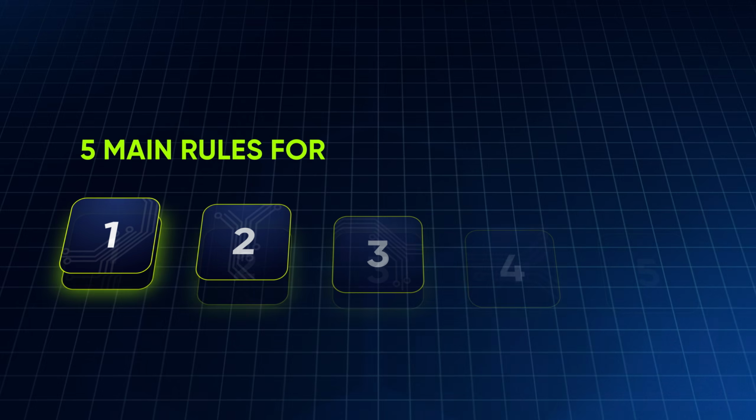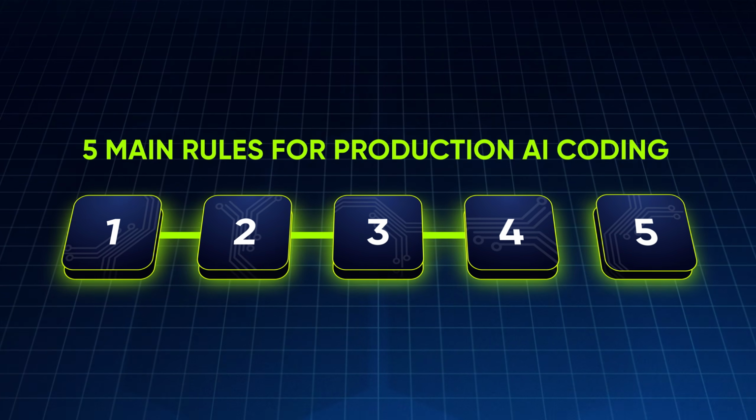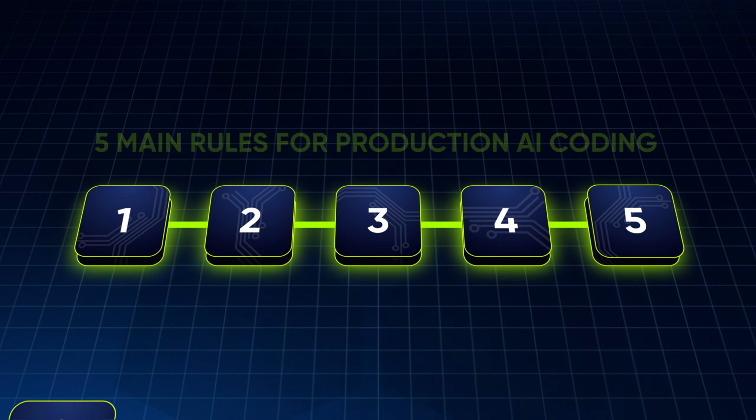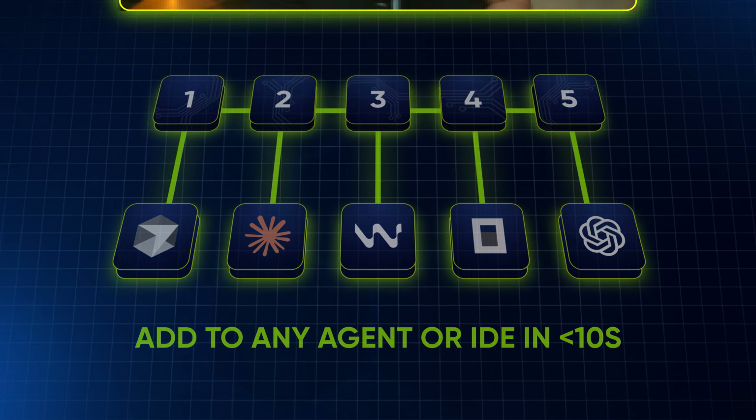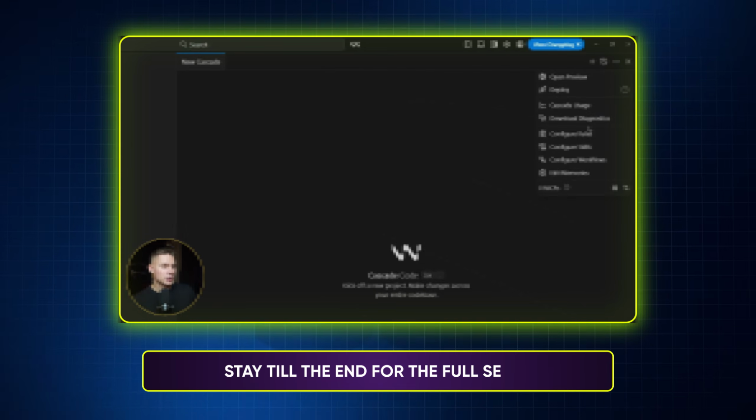So in this video, I'll walk you through the 5 rules that create those rails, and you can add them to any AI coding agent or IDE in under 10 seconds, which I'll also show you how to do at the end. But first, here's the problem.